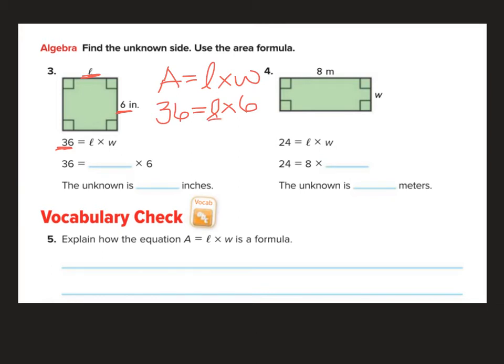So something times 6, this is my L. Sorry, it looks kind of shaky. My L times 6 is equal to 36. Whenever we have an unknown, we always say what times 6 equals 36. And I know that 6 times 6 equals 36, right? So the unknown would be then 6 inches.